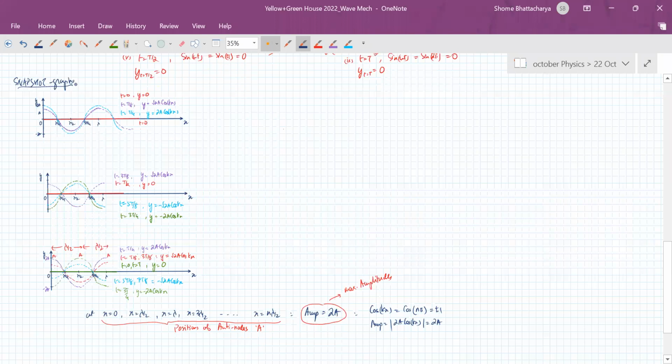You can see how the shape of the string is changing in increments of 1/8 of the cycle over one full cycle.